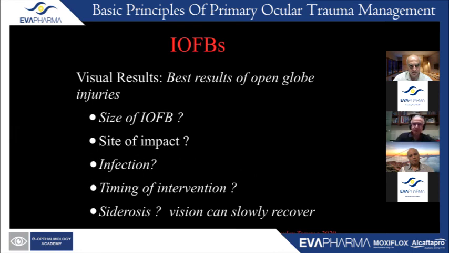The visual results in intraocular foreign bodies are actually the best in open eye injuries. But they are influenced by, number one, the size of the foreign body, which determines the tissue damage, the site of impact. If the intraocular foreign body hits the optic nerve or the macula, of course, the vision will be affected severely. Is there an infection? Infection, of course, will definitely be detrimental to vision. What is the timing of the intervention? Because this will decide whether there has been toxicity from the material or the foreign body.